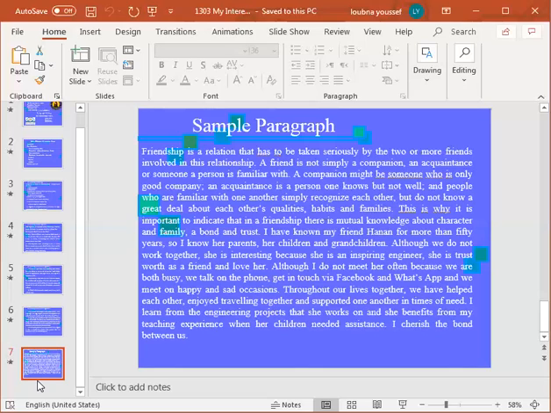So a friend can be a companion, can be an acquaintance, can be someone a person is familiar with, but more than a companion, more than an acquaintance, and more than someone who a person is familiar with. Now, following this sentence, the writer has a new sentence, sentence number 3. A companion might be someone who is only good company.